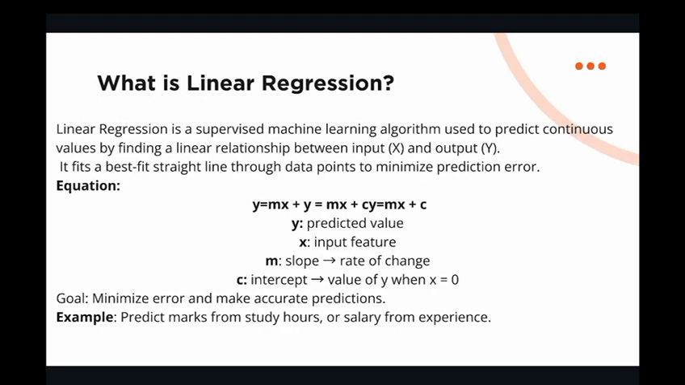So what is linear regression? Linear regression is a supervised machine learning method used to predict continuous values. It assumes that there is a straight line relationship between x and y. Our equation goes like y = mx + c, where x is the input, y is the predicted output, m is the slope of the line, and c is the intercept, the value of y when x is equal to 0. Our task is to find the best values of m and c so that the prediction becomes accurate. In simple words, linear regression learns a straight line that best fits the data.